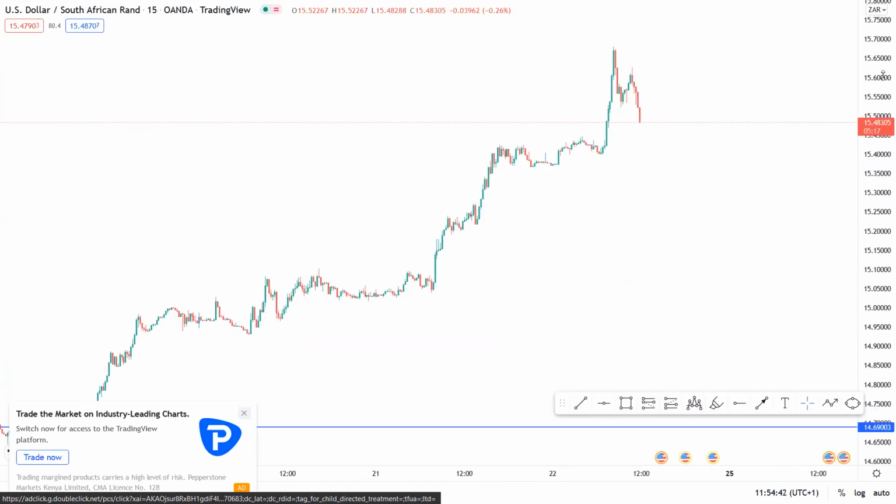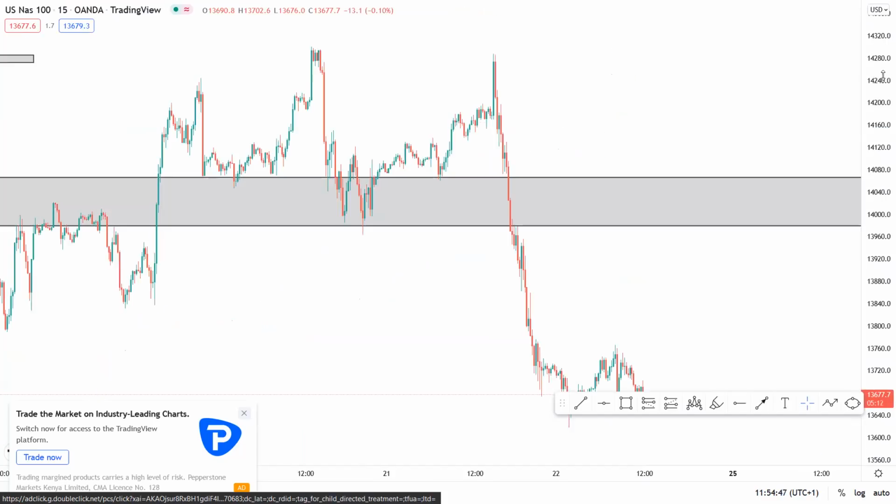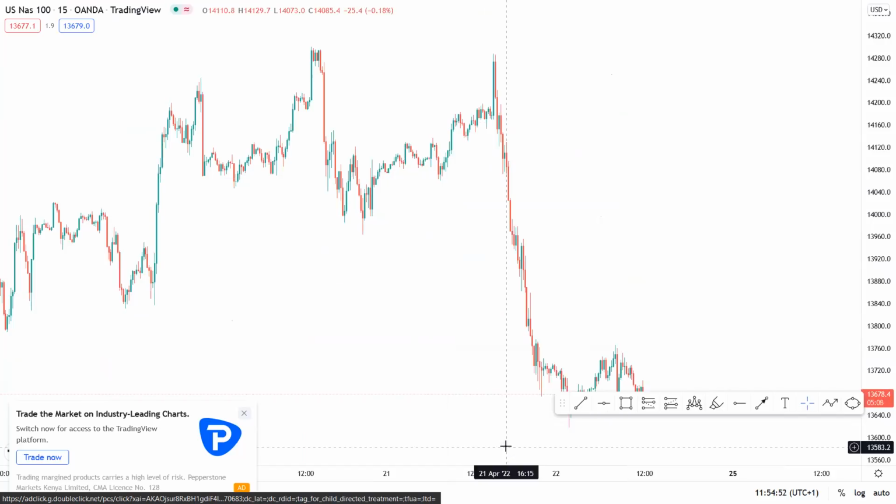So it seems like we are on USD ZAR. We're not going for USD ZAR. We're going for Nasdaq. So at the end of the day, now we are on Nasdaq, right? So we're gonna remove everything.